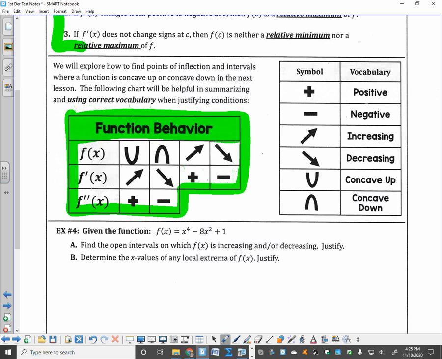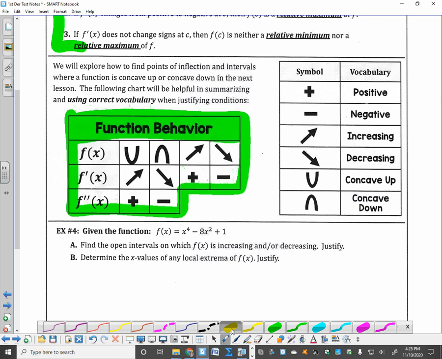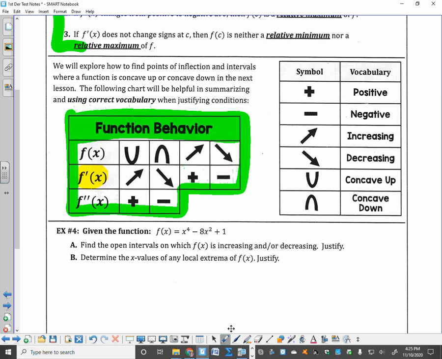Okay, here's what we know so far. I know that if f prime is positive, f is increasing. I also know that if f prime is negative, f is decreasing. That's all we know so far. The other stuff will come, but not until later. So right now, everything that's in yellow, we have just gone over.